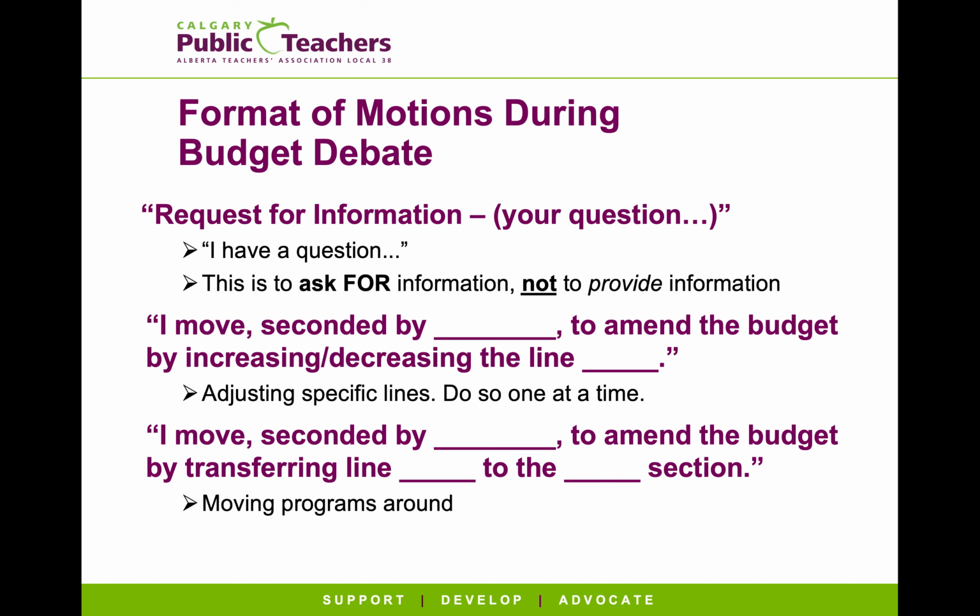If you want to amend the budget, you would move, and you have to have a seconder for this, to amend the budget by increasing or decreasing a particular line item. If you have multiple lines that you wish to modify, it's recommended that you do so one at a time. Finally, there's another motion to amend the budget by transferring a program or a line from one section of the budget to the other. This also requires a seconder and follows the principle discussed earlier from transferring from rebatable to non-rebatable.